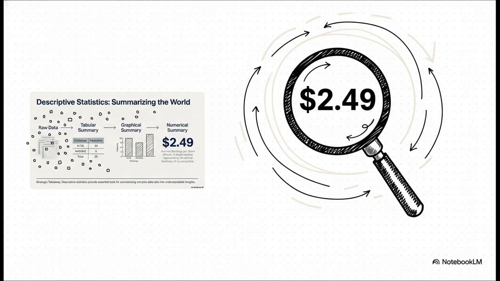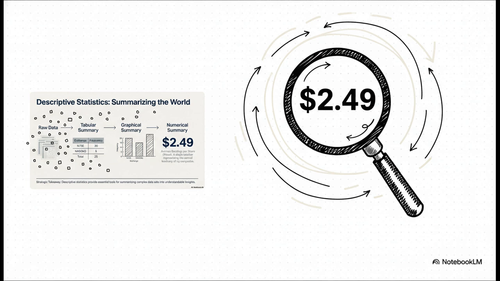You start with just a pile of raw numbers. The first thing you do is organize it, maybe into a simple table. Then you can turn that table into a picture, like a bar chart, so you can actually see what's going on. And finally, and this is the coolest part, you can boil it all down to a single powerful number. Just like that, we found the average earnings per share is $2.49. We just turned 25 different data points into one clear insight.